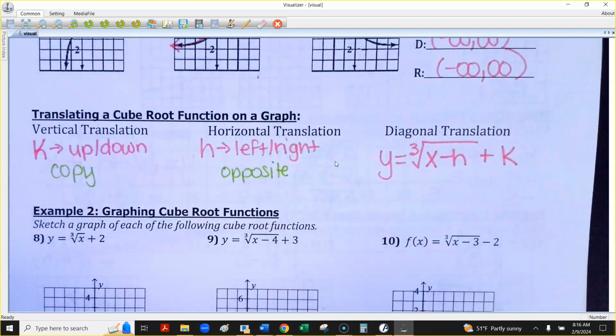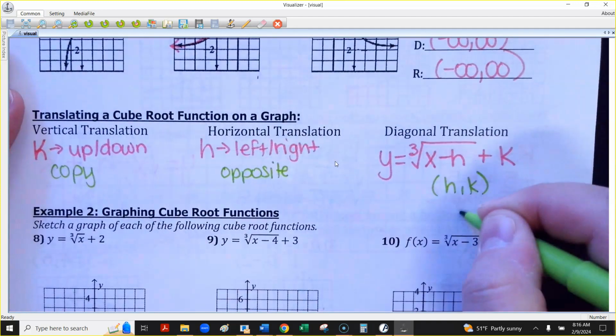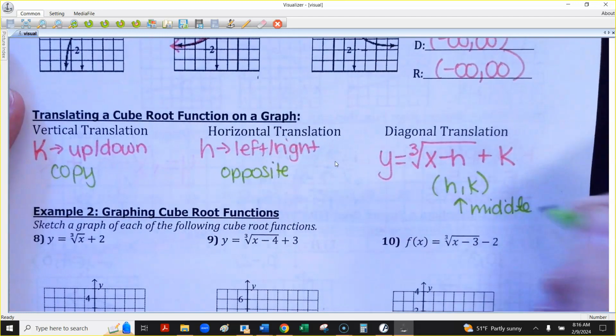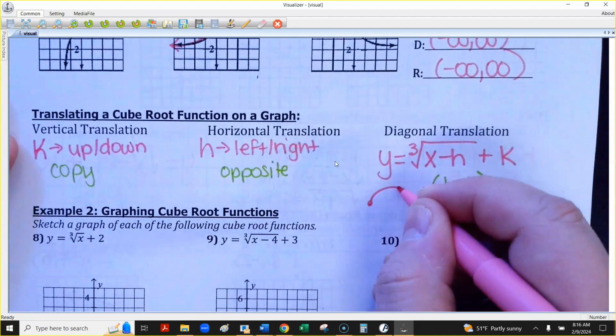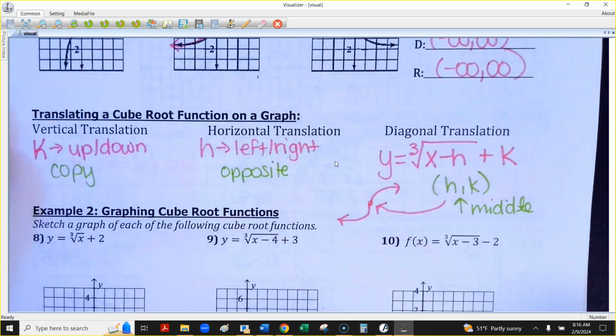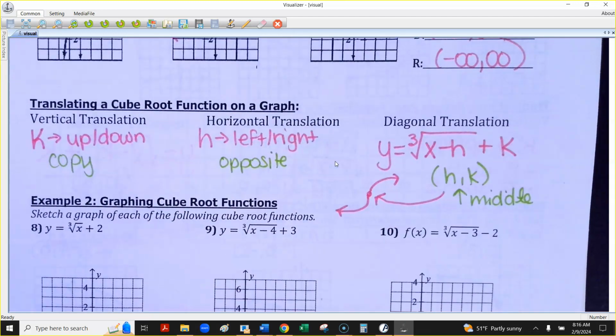Now, the difference here, the (h, k), that is the middle of your cube root. So your general cube root looks like this. The (h, k) is going to be right in the middle where it switches direction. So that's the main difference here. Find it the exact same way, and then we're just going to sketch these. We're just finding the middle of the graph instead of the starting point like the square root.